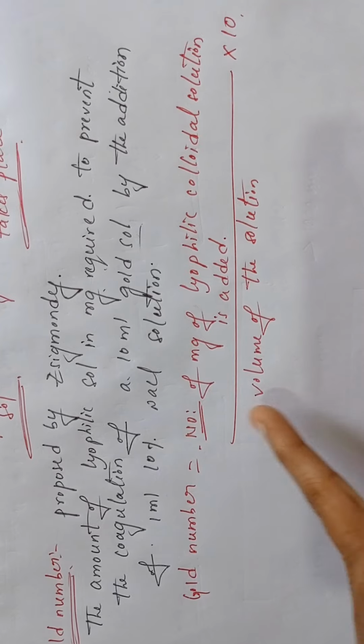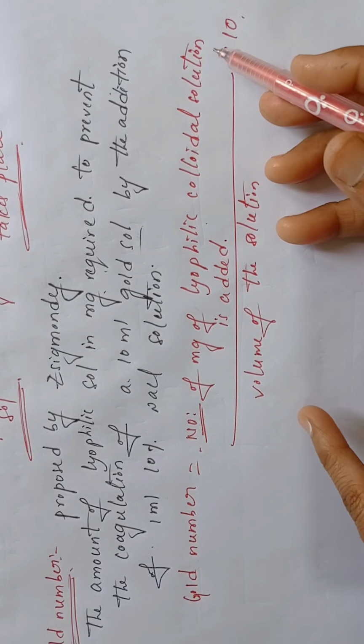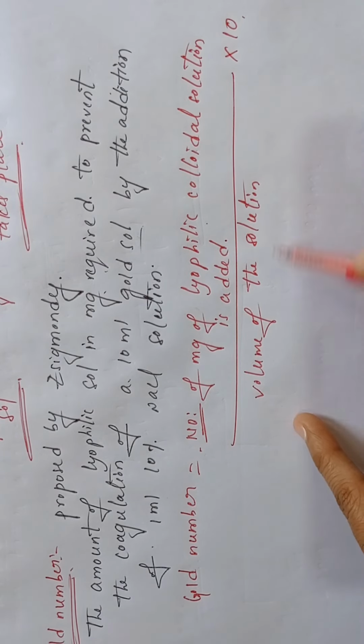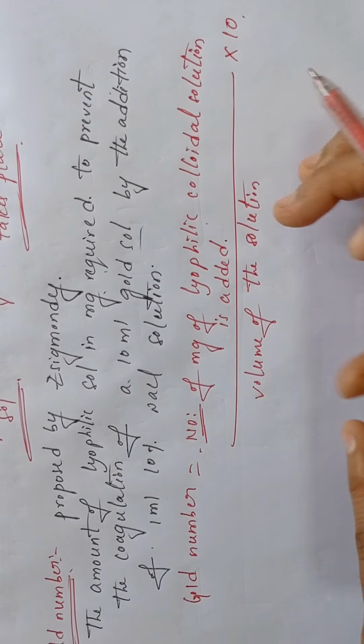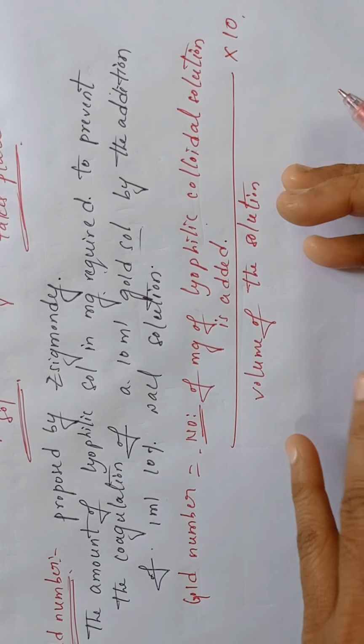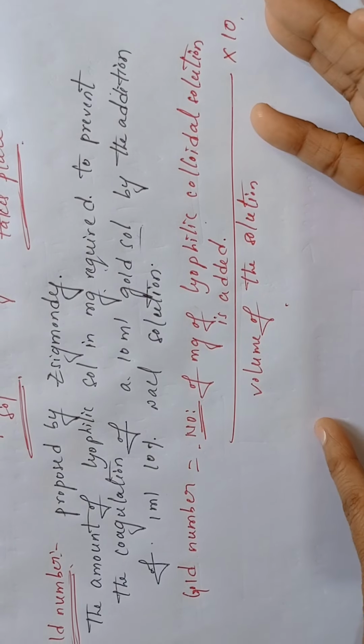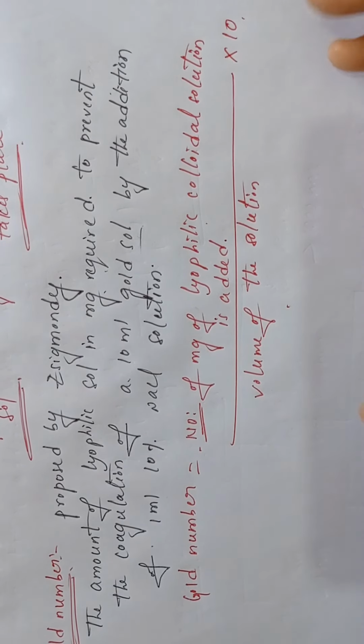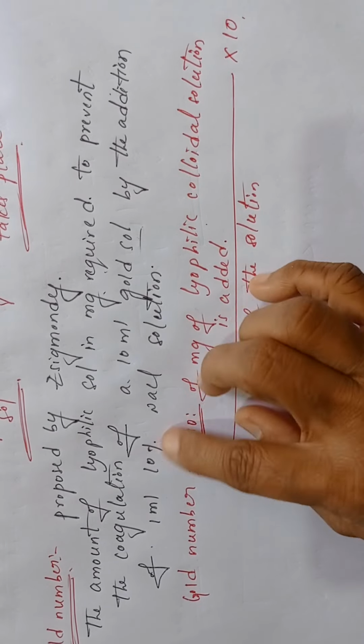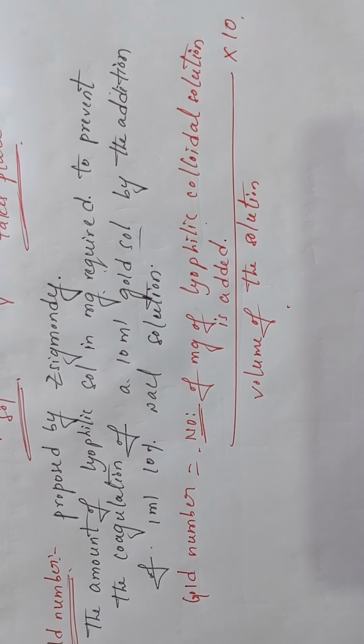So how many milligrams of lyophilic colloidal solution is added, divided by the volume of the solution? This is the gold salt solution, the lyophobic solution volume, into 10. We have to take 10 because we added 1 ml of 10% NaCl solution. Are you clear, students? This is the gold number.